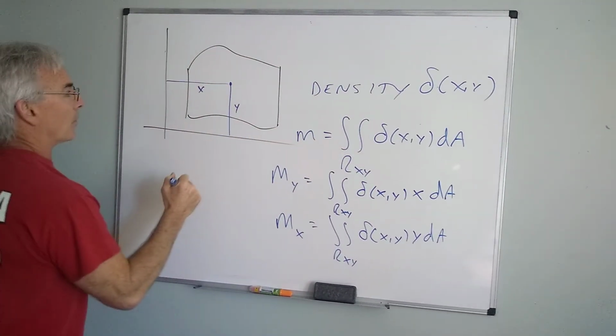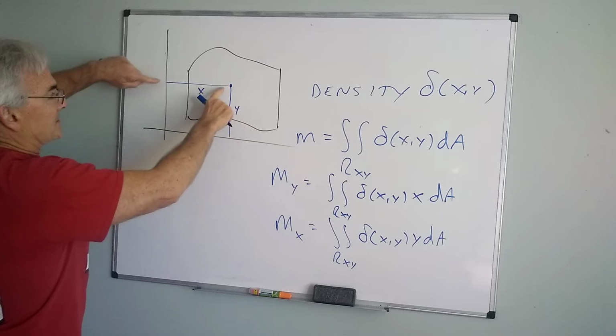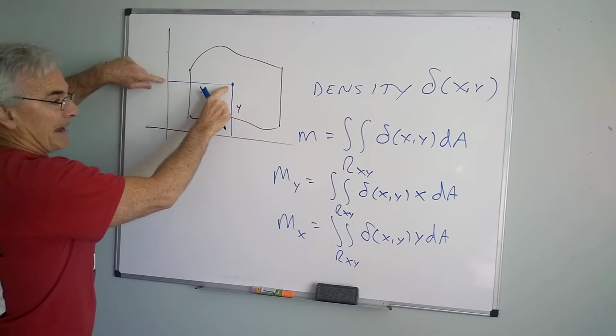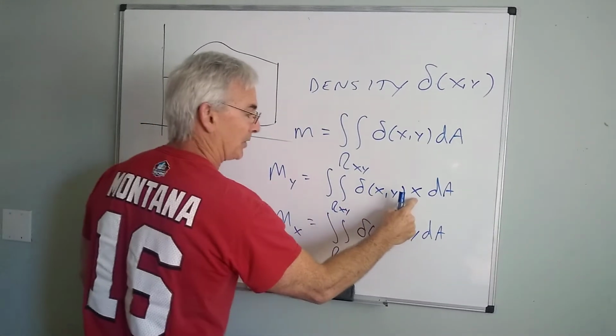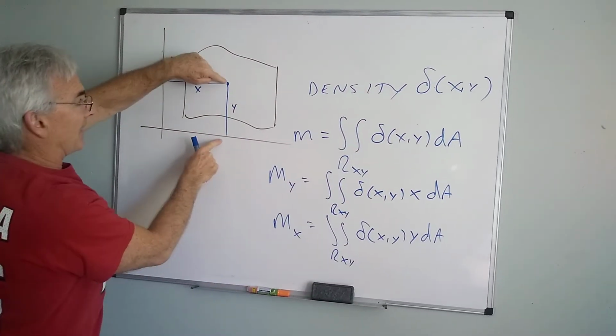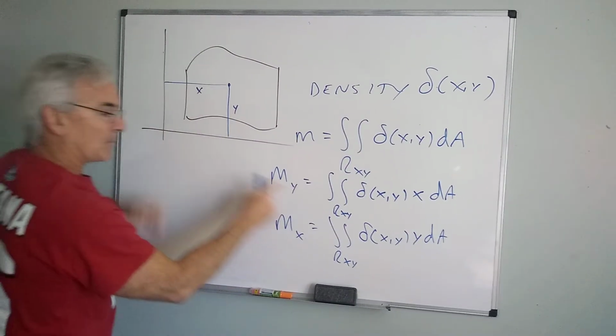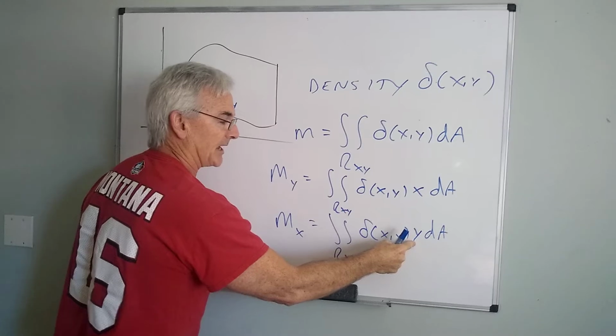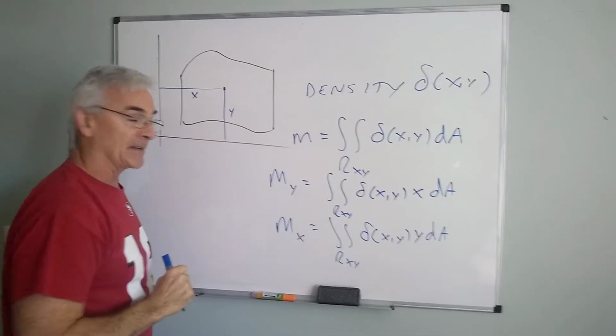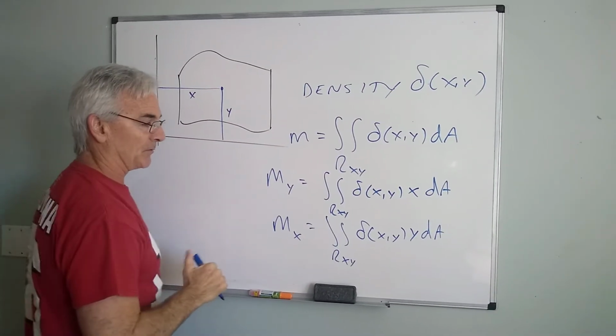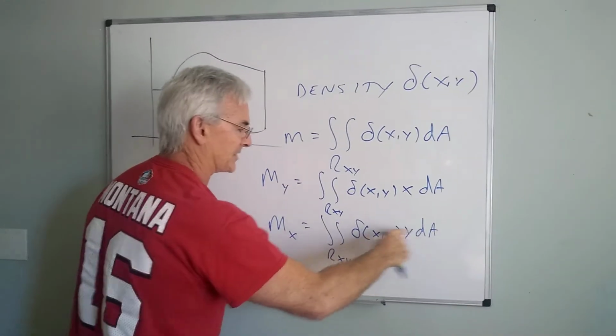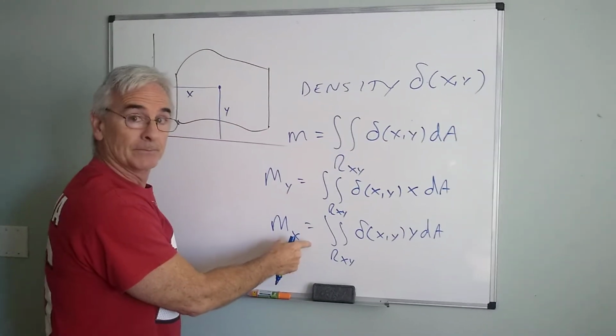Now, just like before, the moment to the y-axis is the x distance times the mass. So we take this, we multiply by x, and the y distance, we multiply by y. We couldn't do this in Calculus 2 because we had to only have one variable, but now that we've removed that restriction, we find this is actually a much easier quantity to do.